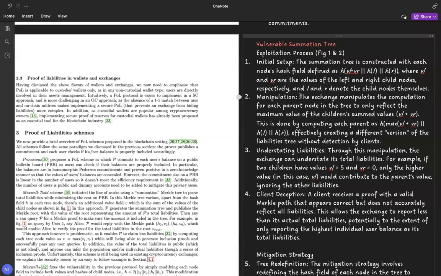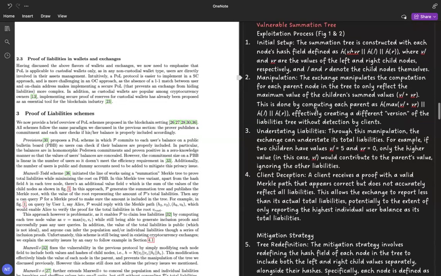So the basic attack here is that an exchange can easily manipulate and reduce their liabilities by, instead of putting the sum, having a max of the left and right values.